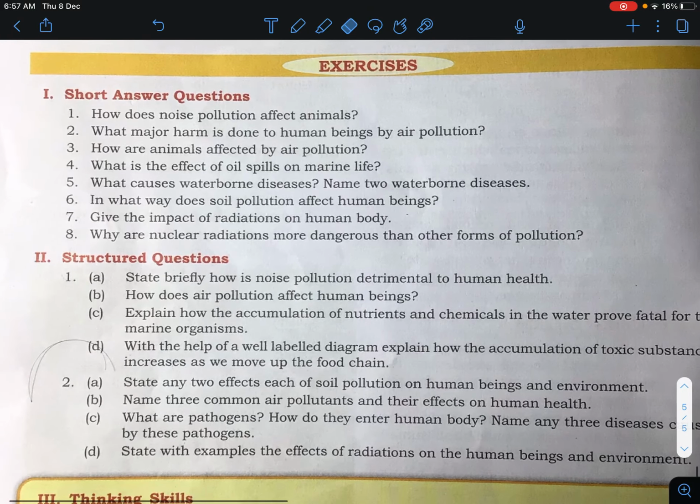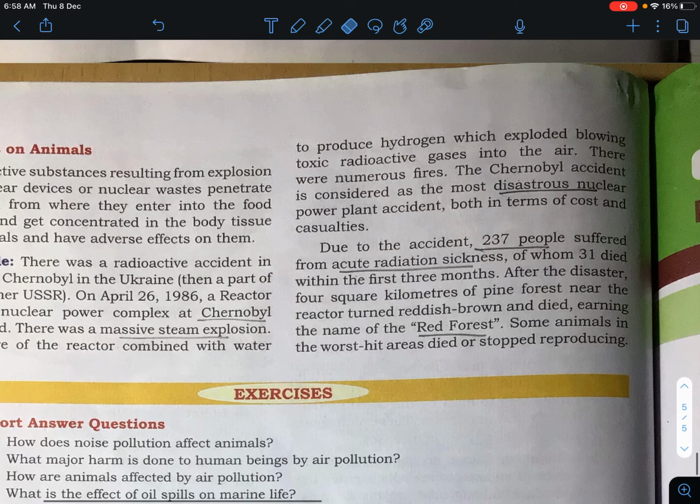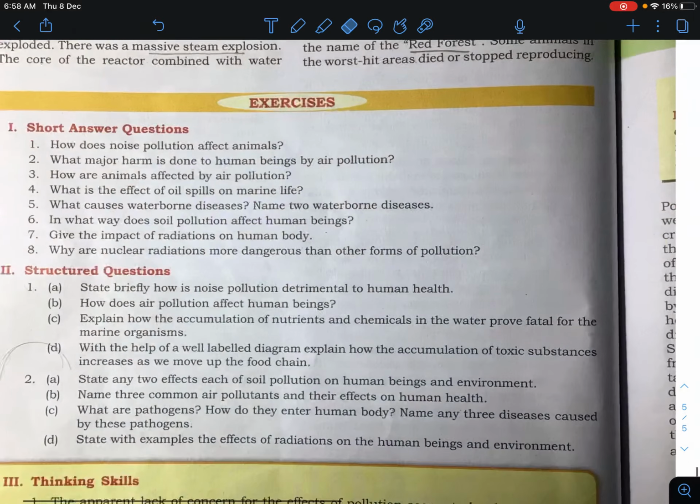Our last hour's exercises relate to how noise pollution affects animals. You can answer this one also. What harm is done to human beings by air pollution? This can also be done by yourself. How are animals affected by air pollution? Very good, a very easy question. What is the effect of oil spills on marine life? What causes water pollution? In which way does soil pollution affect human beings? Give the impact of radiation on the human body, and why are nuclear radiations more dangerous than other forms of radiation? Because it is going to remain for 100 years also.